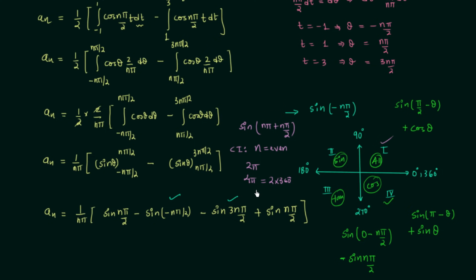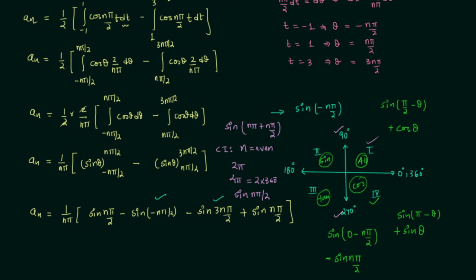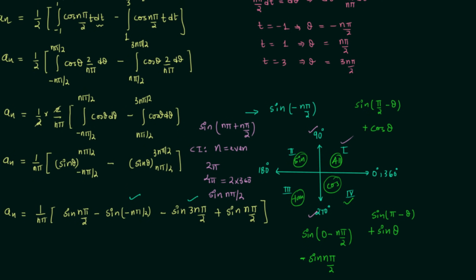So we have sine n pi by 2. Sine will not change to cos because we are at 360 degrees. Sine will change to cos only when we have 90 degrees plus minus something, or 270 degrees plus minus something. So when n is even, in place of sine 3n pi by 2, we can have sine n pi by 2. Now we will discuss the next case, case number 2, in which we will consider n to be odd.